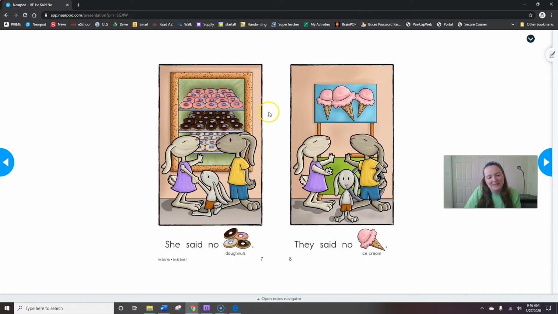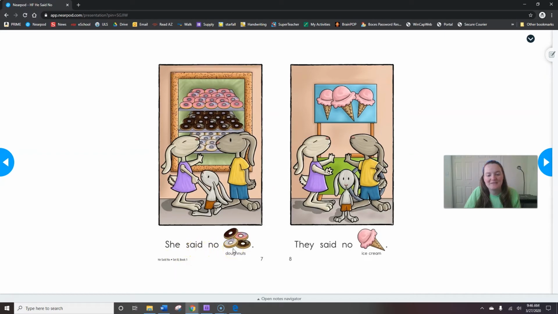Now we get to our donuts. Delicious. I would like one of those chocolate donuts, please. Ready? Who's saying no this time, Mom or Dad? Mom is saying no. Now, is Mom he or she? Mom is a she. So, it says, she said no donuts. Can you read it?